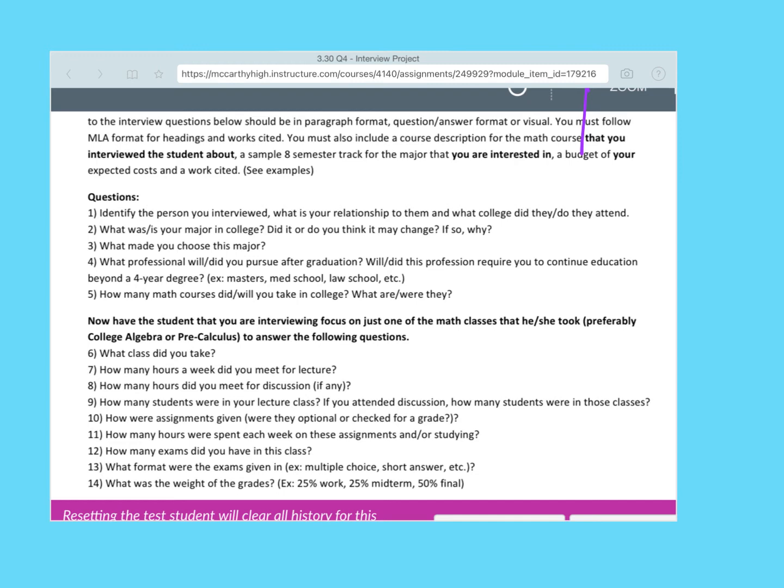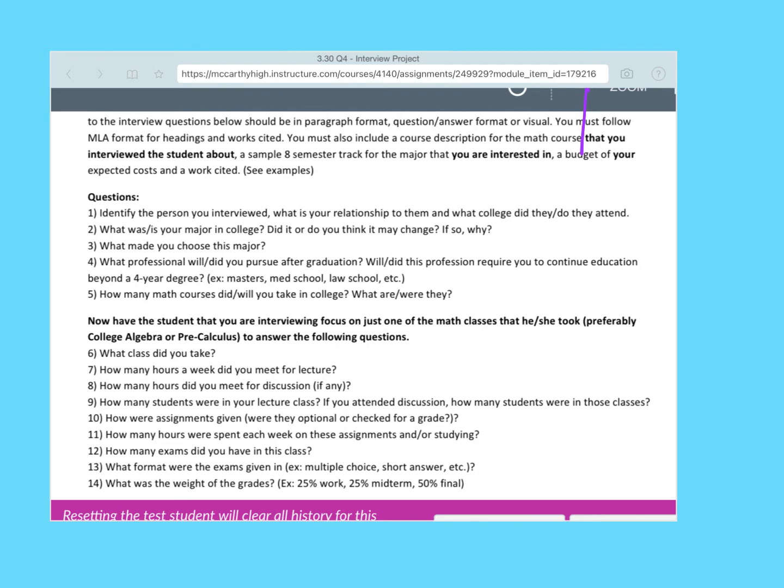How many hours did they meet for lecture? These things might be very different if you're interviewing a current student that started last year, because these might be very different types of environments. It might completely be digital, which is fine. Wrap it around that. How many hours did they have to spend watching videos? How many hours are they in a math lab? Those kinds of things you want to find out.